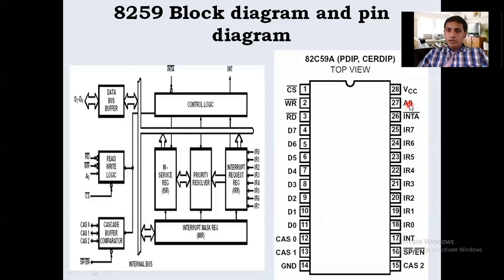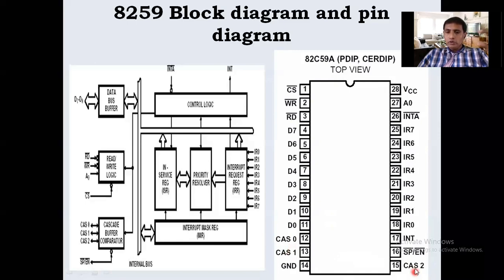Then A0. The 8259 has only one address line, called A0. And VCC is the power supply pin, and it requires a 5 volt power supply for operating the 8259. Like that, a total of 28 pins are present. For cascade operation, CAS0, CAS1 and CAS2 are important. These 3 pins act as output pins for the master and input pins for the slave, and the master sends the initialization code to each slave before cascade operation. Whenever the processor gives the interrupt acknowledgement signal, the master again sends the 3-bit code to the corresponding slave.